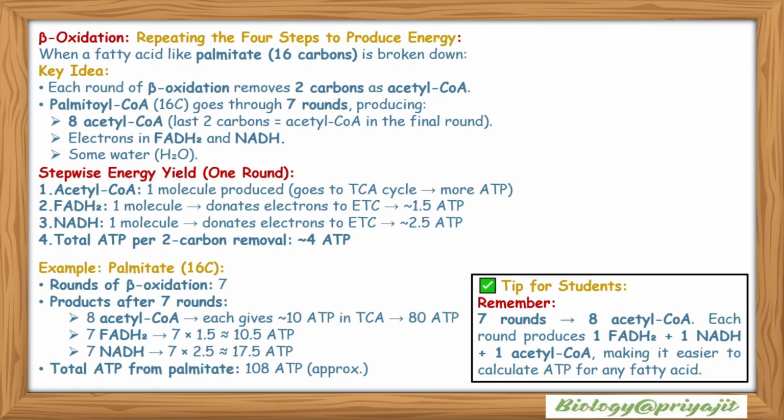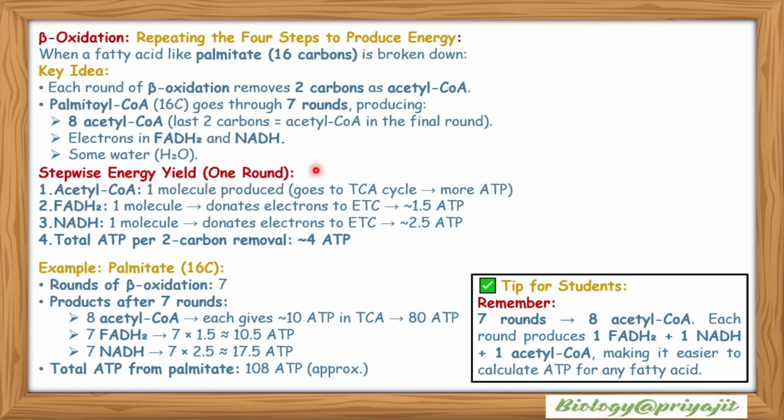Beta oxidation is the repeating of these 4 steps to produce energy when a fatty acid like palmitate of 16 carbons is broken down. Each round of beta oxidation removes 2 carbons as acetyl-CoA, and palmitoyl-CoA, 16 carbons, goes through 7 rounds of beta oxidation, producing 8 acetyl-CoA, electrons in FADH2 and NADH, and some water.